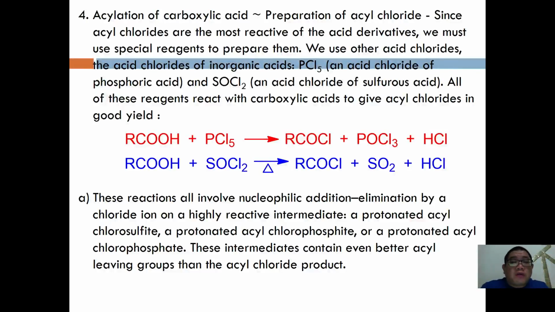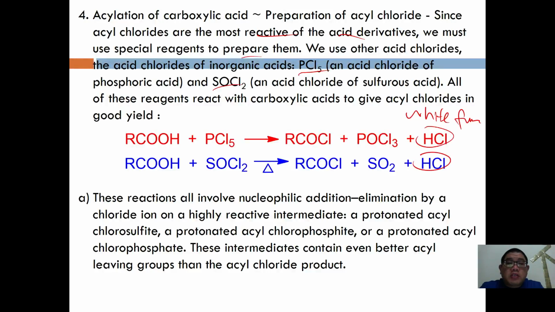The fourth reaction of the carboxylic acid is the acylation of carboxylic acid. Since acyl chlorides are the most reactive of the acid derivatives, we must use a special reagent to prepare them. For the acylation, we use either phosphorus pentachloride or thionyl chloride. Both reactions will produce acyl chloride and HCl as a side product. You observe this HCl as a white film.